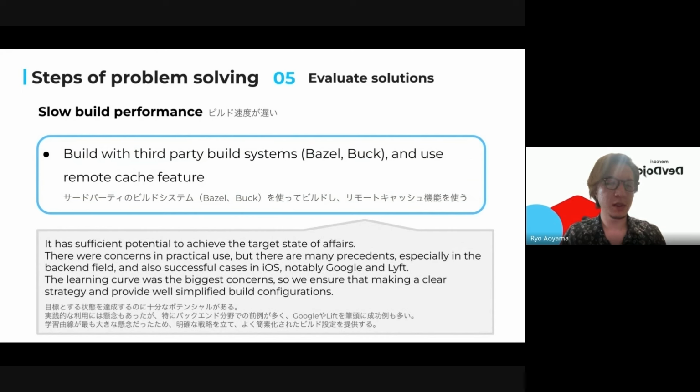However, for backend, there are a lot of examples to look at. For example, things built in Go, and Google and Lyft, for example, have already succeeded in iOS. And we've seen more and more of these cases recently. Based on this, we conducted a POC to check if our hypothesis was correct, and we were able to be confident that this solution would work.